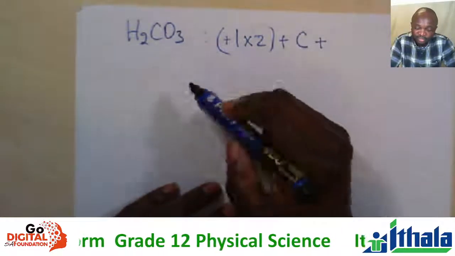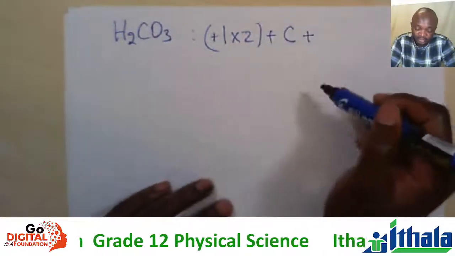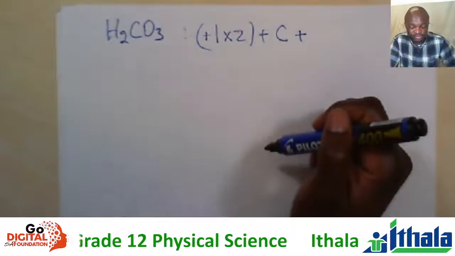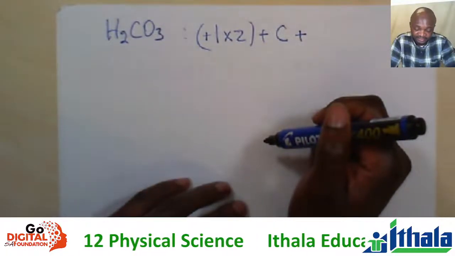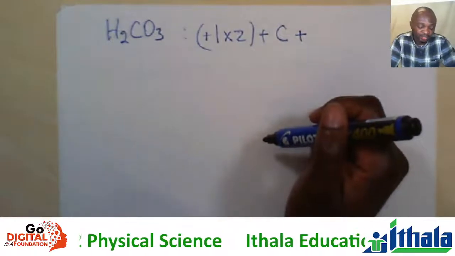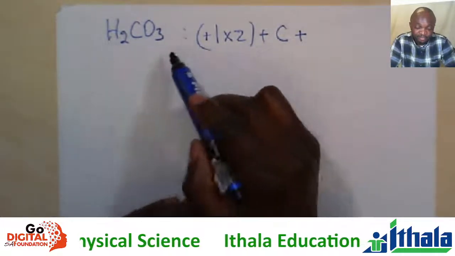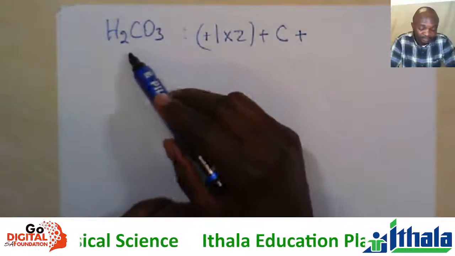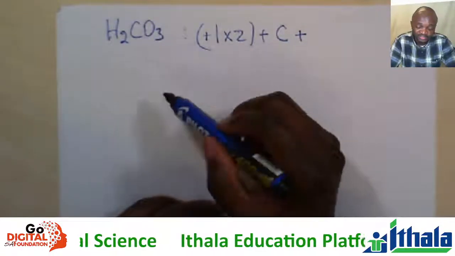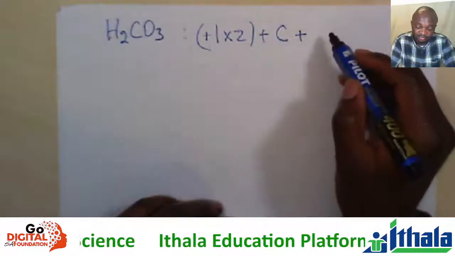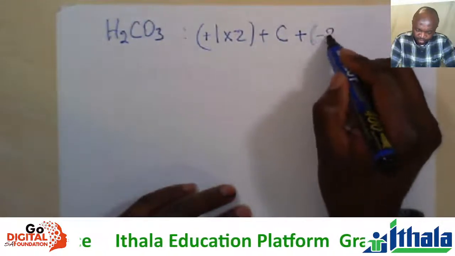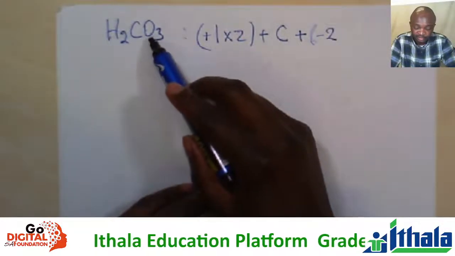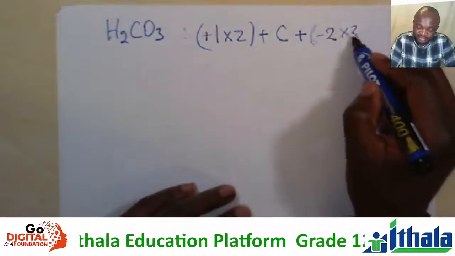Then oxygen also falls under the rules. The oxidation number of oxygen is negative 2 unless it is in a peroxide, where it will be negative 1. So when we look at this compound, it is not a peroxide, so the oxidation number of oxygen is negative 2. In that case it is negative 2, and we see that there are 3 oxygens, so negative 2 times 3.